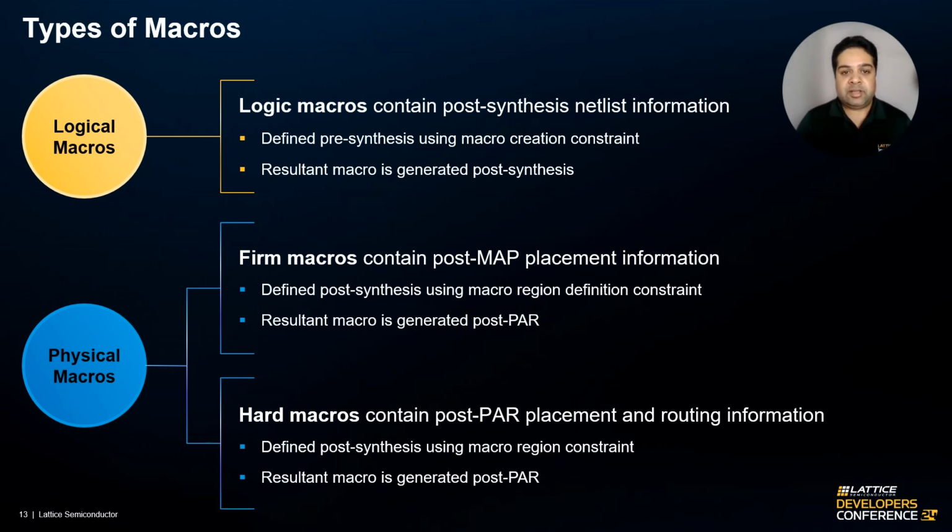In summary, the types of macros, logical, firm, and hard, differ based on the stage of the design process they are defined and the type of information they contain. Logical macros are defined pre-synthesis, firm macros are defined during place and route, and hard macros are post-synthesis but pre-place and route. Each type of macro serves a specific purpose in preserving and reusing design information at different stages of the design flow.